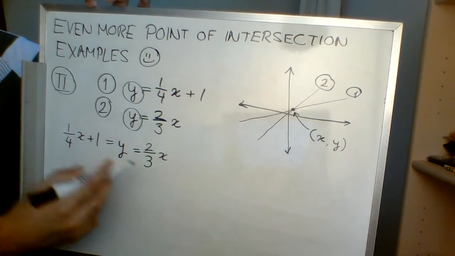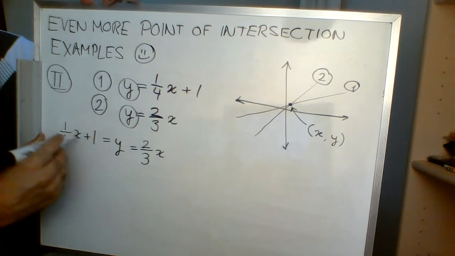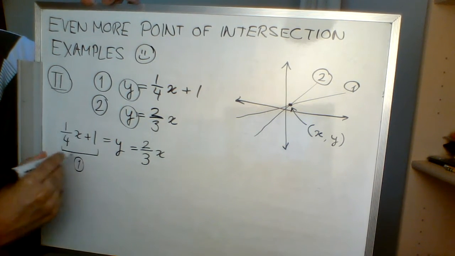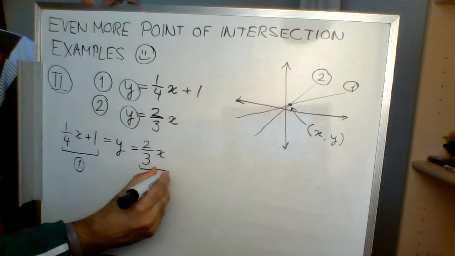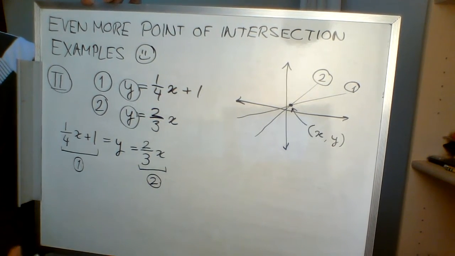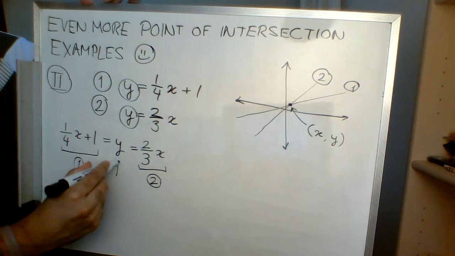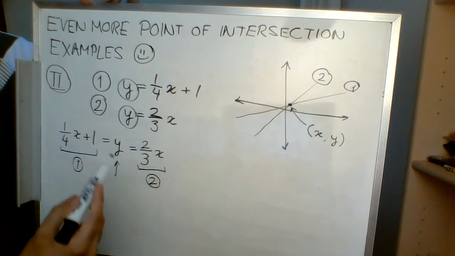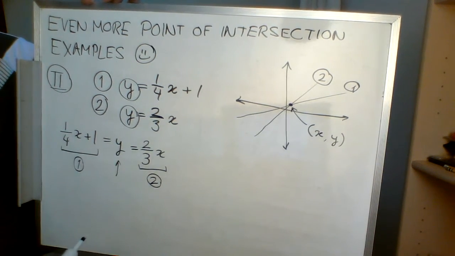So basically what we have is this equation down here, right? This part right here came from equation 1, and this part right here came from equation 2. So at the point of intersection, that y value is going to be the same, which is why we're able to say that this thing is equal to that thing, because both of them are equal to the same number.